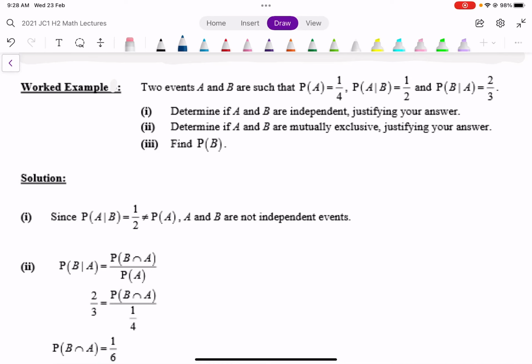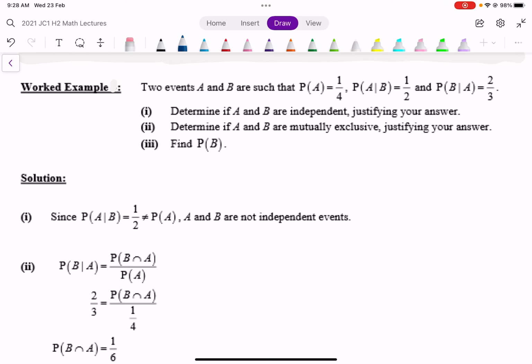Okay, let us look at this worked example. You are given two events A and B, and the probabilities of A given B and B given A are given to you. The first part of the question says to check whether A and B are independent, and you need to justify your answer.